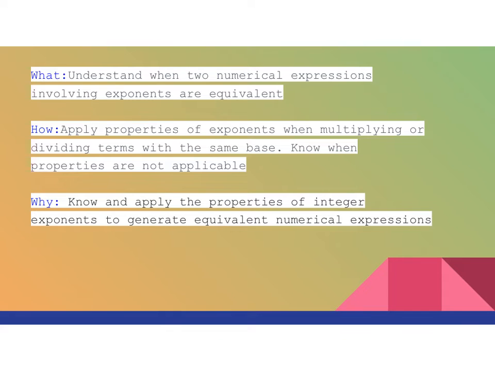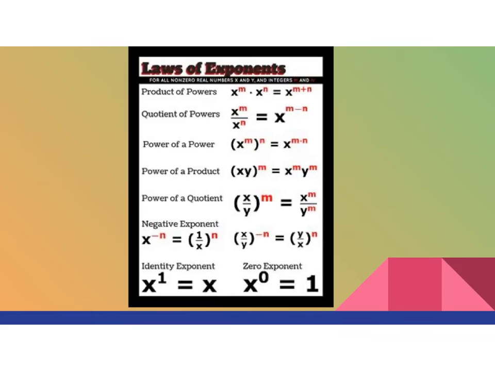Understand when two numerical expressions involving exponents are equivalent, which I think you guys are doing very well. Applying the properties of exponents when multiplying or dividing terms with the same base. Again, all of these apply when it's the same base. It's x to the third times x to the second, or 2 to the fourth being raised to the third power, again in power to power. The base has to be the same. Remember, we have the base, and then the exponent, which is up here. So it's x times x. You guys are doing very well on that. And know and apply the properties to do this stuff, okay? So let's move on here.